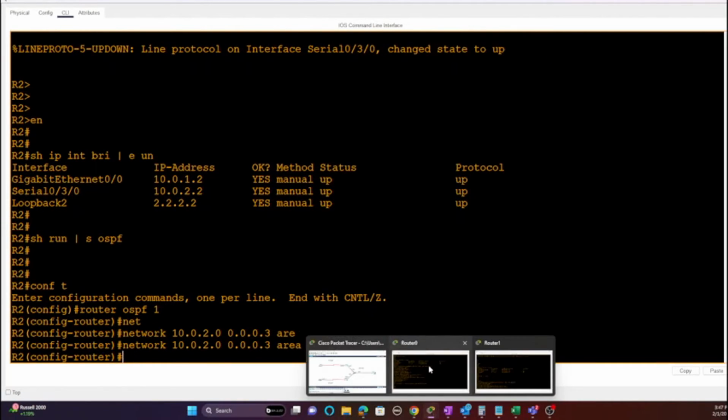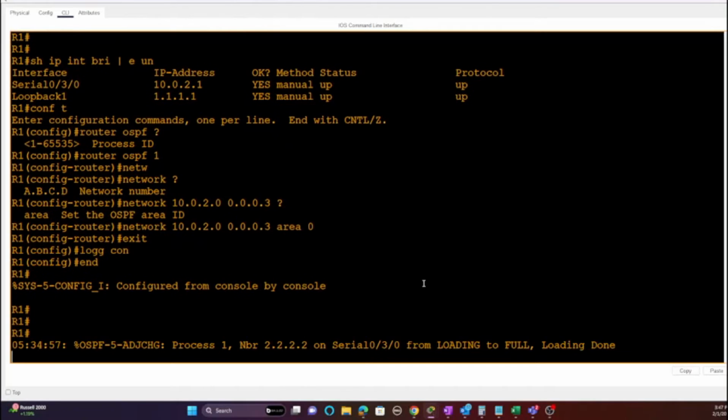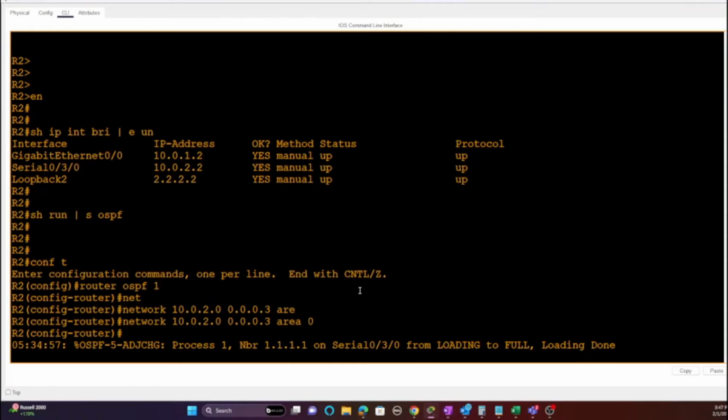So let's see if we could catch it over here once they become fully adjacent. Boom. You see, we caught it. It went from loading to full. Loading is done. That means that they were asking each other, as soon as this starts the process, it actually starts saying, hey, is anybody speaking OSPF? But then this is what says, hey, I'm on this network, or this is the network I know about. But we still need to advertise this network that's running on gig 0/0.